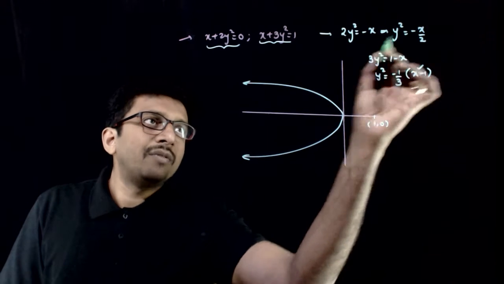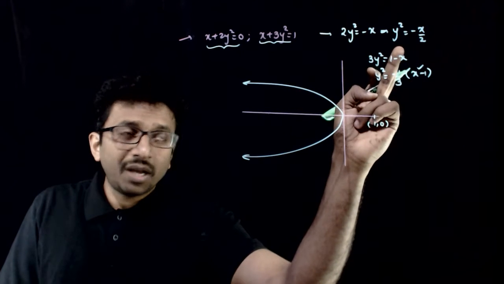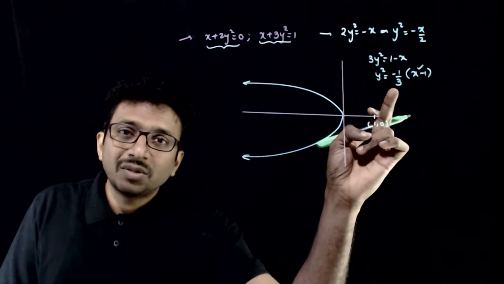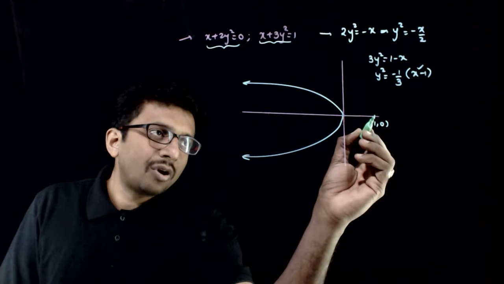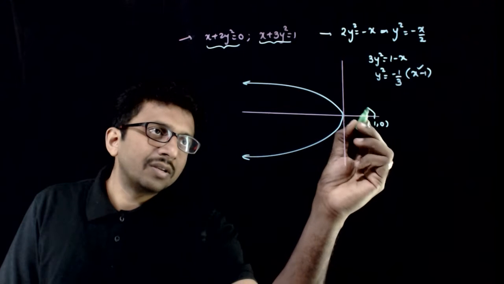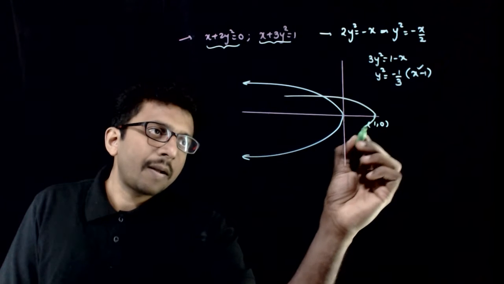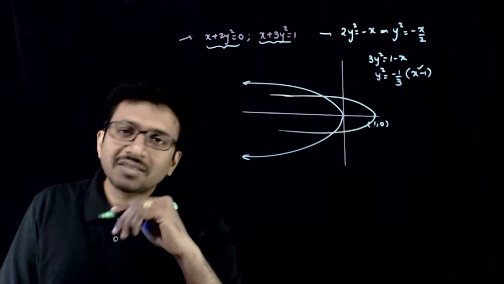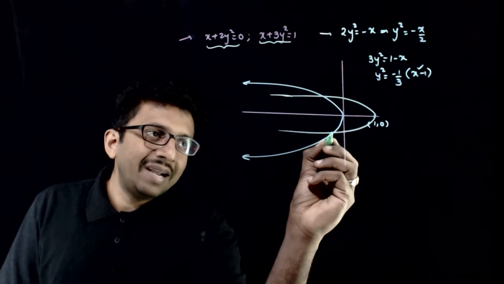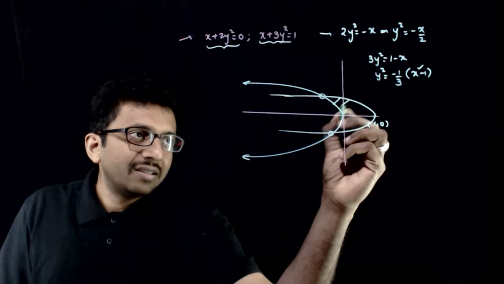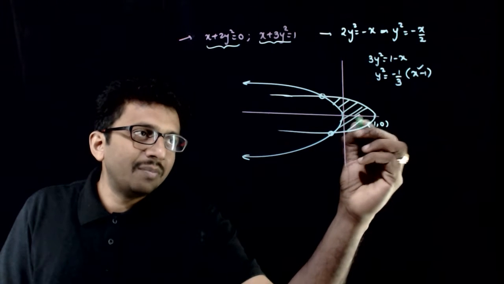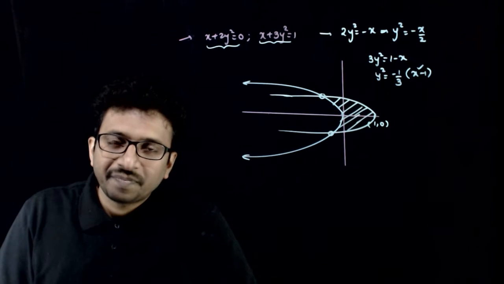The latus rectum of the previous parabola is 1/2. This one is 1/3. That means this parabola is still thinner. So if you draw this parabola, it will look something like this. So this goes like this, and they might intersect at some points here and here. So you're asked to find this area, the area bounded by these two curves.